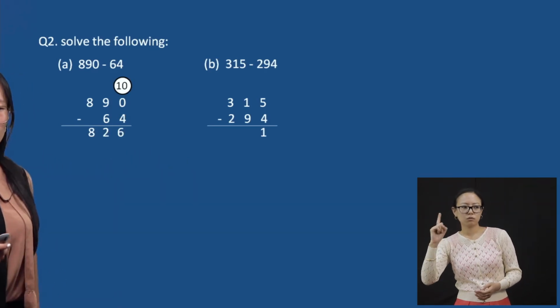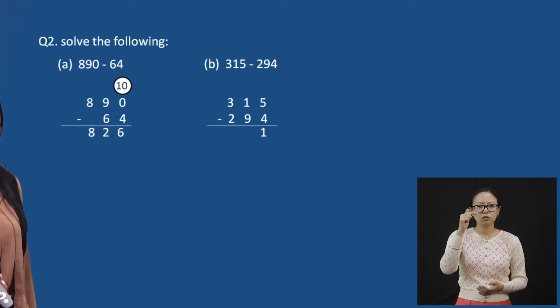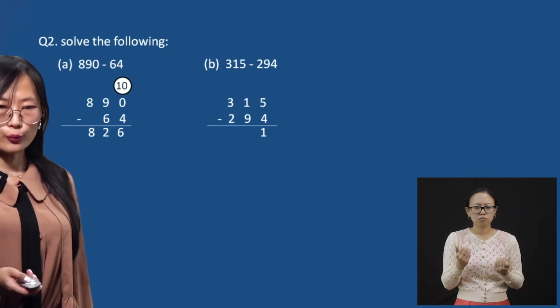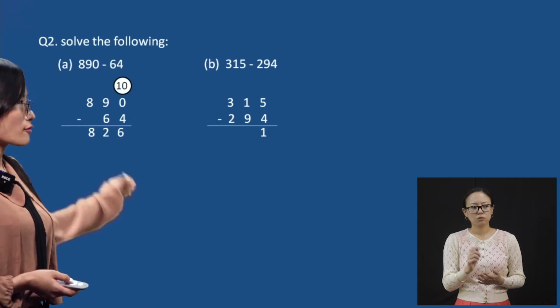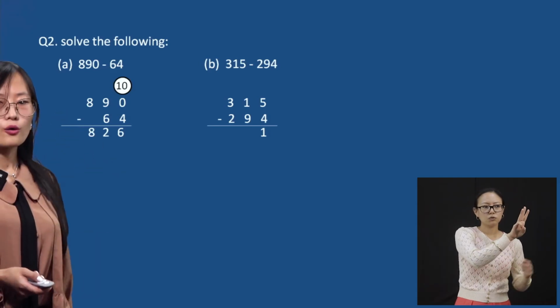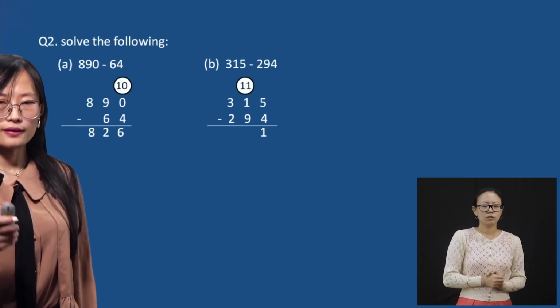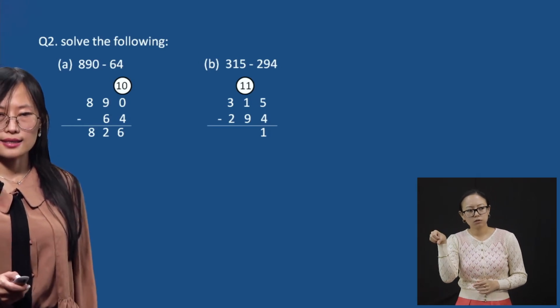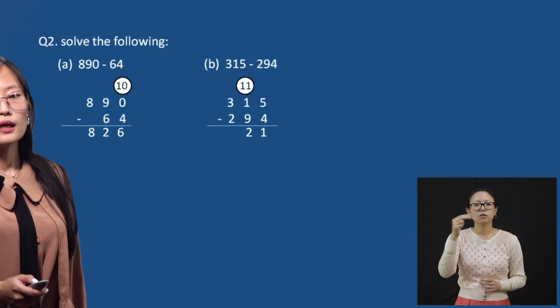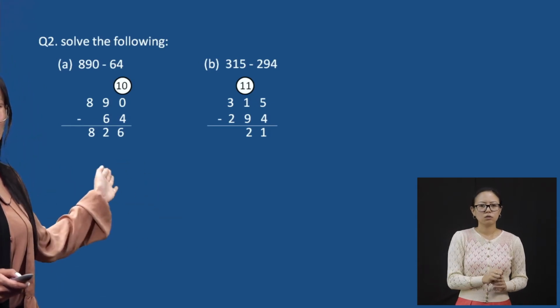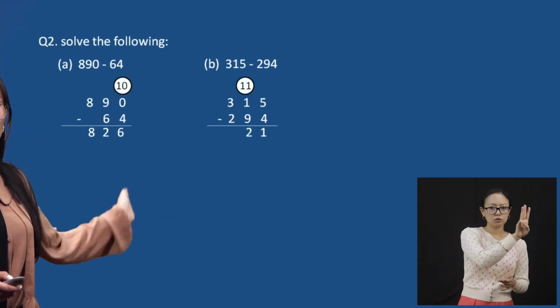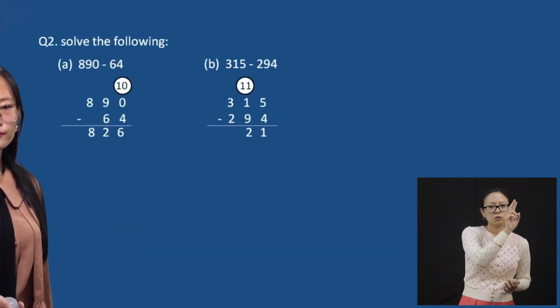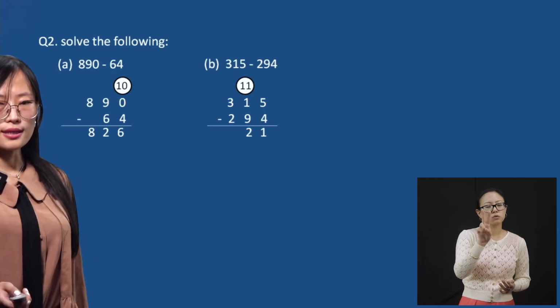Now 1 minus 9, it is impossible, so we need to regroup by taking ones from the hundreds place, which makes it 11 tens. So 11 minus 9, you get the answer 2. Now 3 becomes 2 because 1 has been given to tens. So 2 minus 2 is 0.